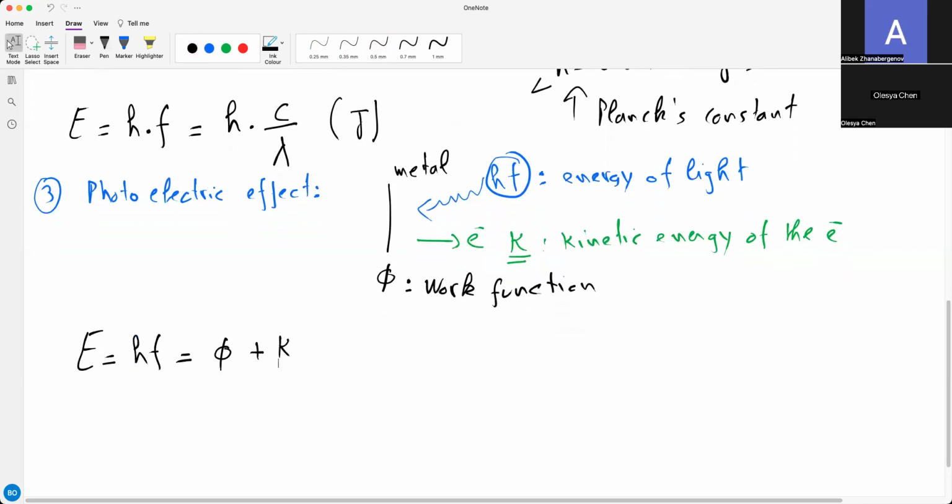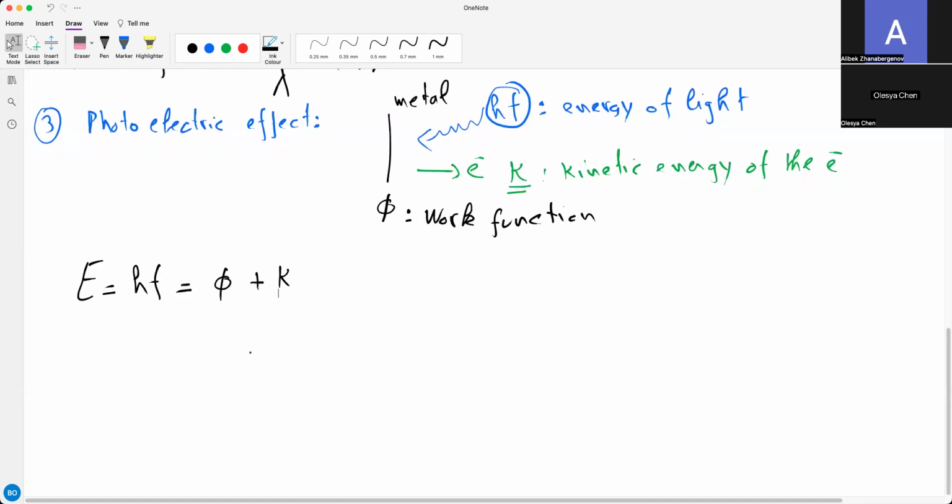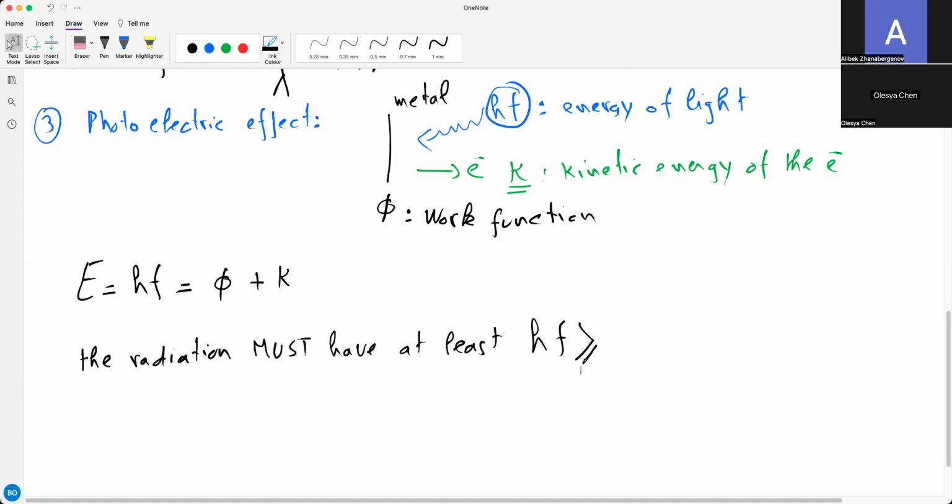Now, please, this is most of the time. If this is okay, here you can easily see that the light or the radiation, the incident radiation, which is light, must have at least its energy equal to or bigger than the work function to extract electrons from the metal. Okay. So this is one remark.